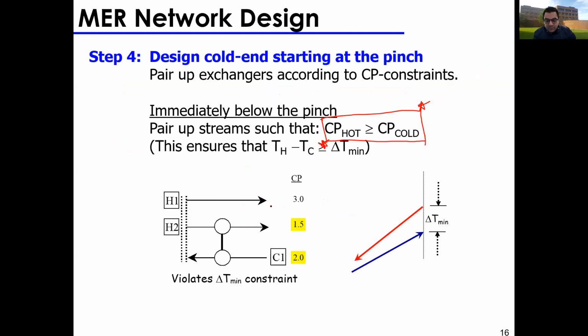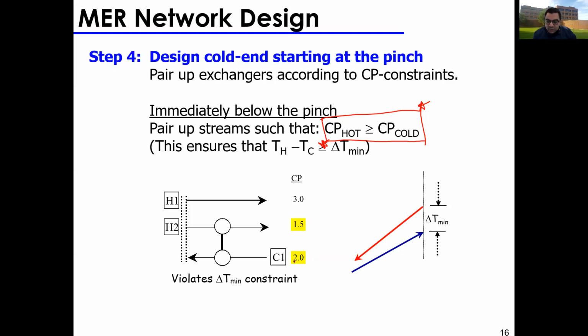So again, if I have a bunch of streams here, I have two, and when you're looking below the pinch, usually you start with C1 and you match them, but you can start with H1 and you move downwards, it doesn't matter. You're going to get the same thing. You might have two, three different designs, but your heat targets will always be the same.